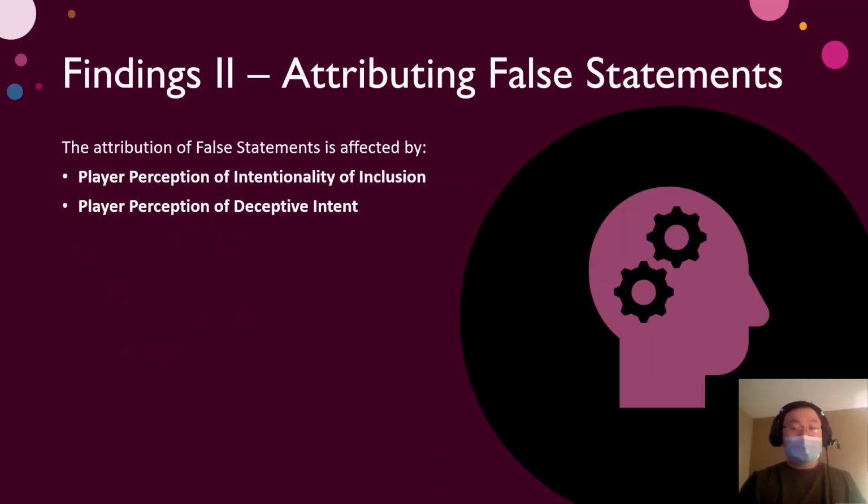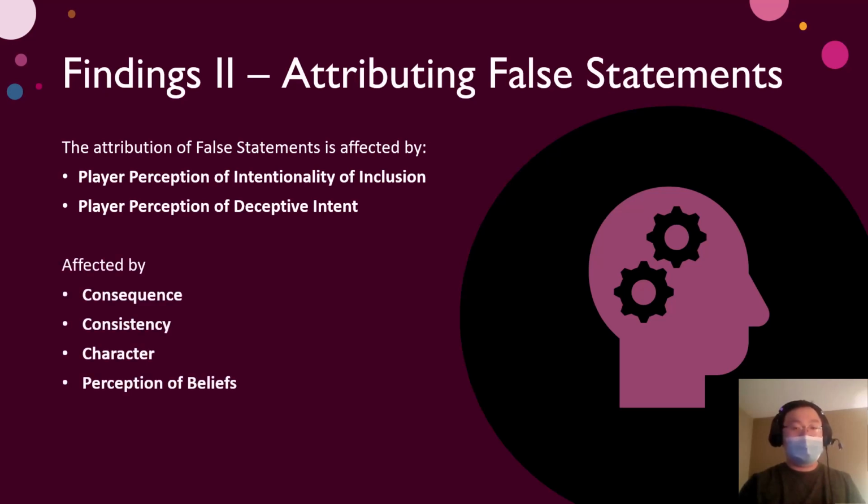Our findings reveal two main driving factors that affect the attribution of false statements, now that we know what they could be attributed to. Firstly, whether the player perceives the false statement to be intentionally included in the game, and secondly, whether the player perceives the statement to have the intent to deceive. A player's subjective perception of these aspects can be affected by several factors, such as the consequence, the effect of the false statement on their narrative and gameplay, to consistency, so how consistently that NPC made false statements.